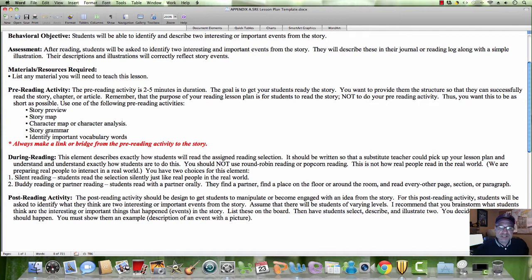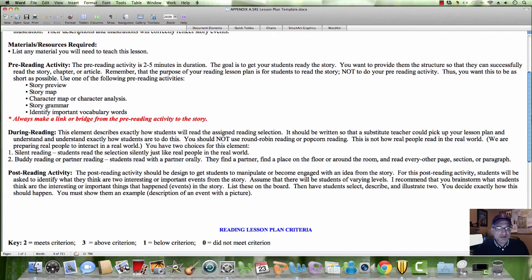The during reading describes exactly how students will be reading the story. And you've got 2 options, silent reading or buddy reading. These are described unto you in the readings and mini lectures. And again, make sure that you can hand this to a substitute teacher or a classmate and they would know exactly what to do. And then the post-reading activity, all right?